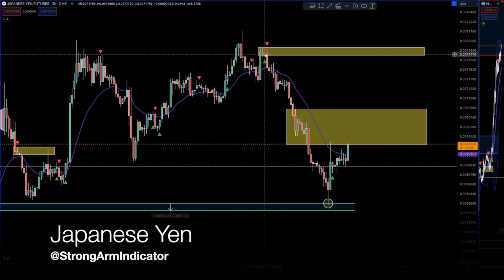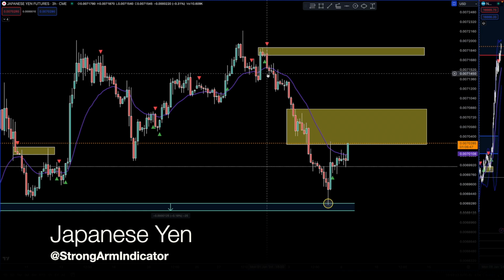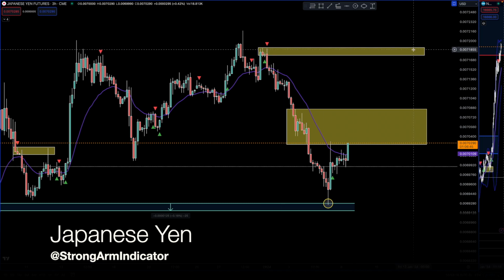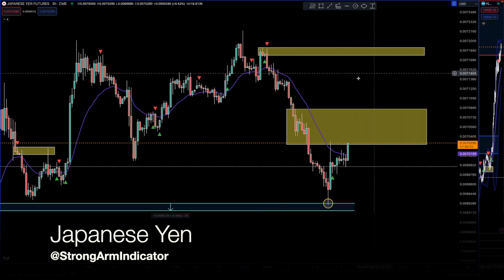Alright, the market created a nice level here. Alright, when the strong arm indicator pushes up and then pushes right back down, with the push down engulfing this whole area, this ranging area, that creates a beautiful level, alright, that we extend outward.